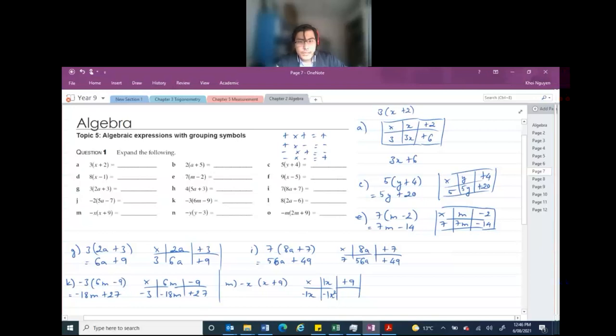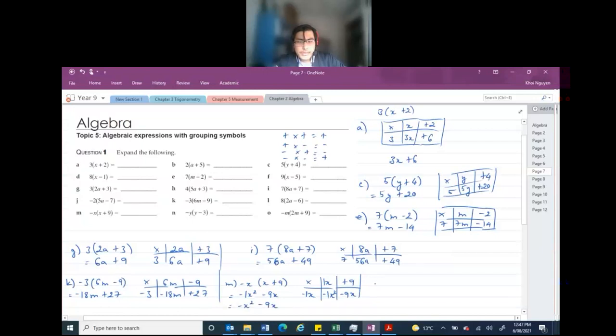Then we've got negative 1, x times plus 9. Negative and a positive is a negative. 1 times 9 is 9. And we still have the x, so negative 9x. The answer is going to be negative 1x squared minus 9x. Now we don't really need to write the 1 here, so we can rewrite this as negative x squared minus 9x.